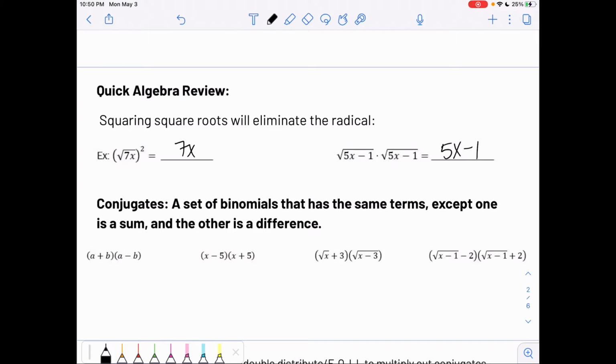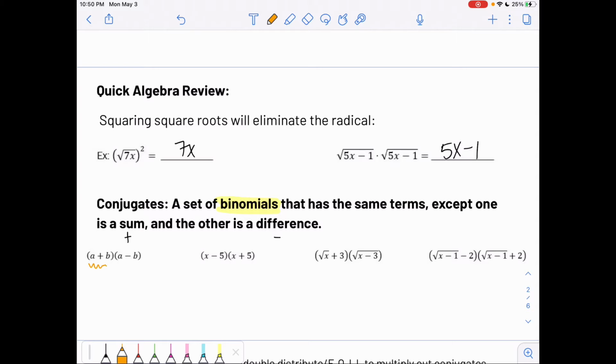All right, the next vocab word we have is conjugates. We've talked about conjugates before when we did imaginary numbers, but basically it is a set of binomials that has the same terms, except one is a sum and one is a difference, which means one has a plus sign and one has a minus sign. We have to be very careful here because this is a set of binomials, which means it's just two terms, okay? So look at each one of these sets of binomials here. These are sets of conjugates.